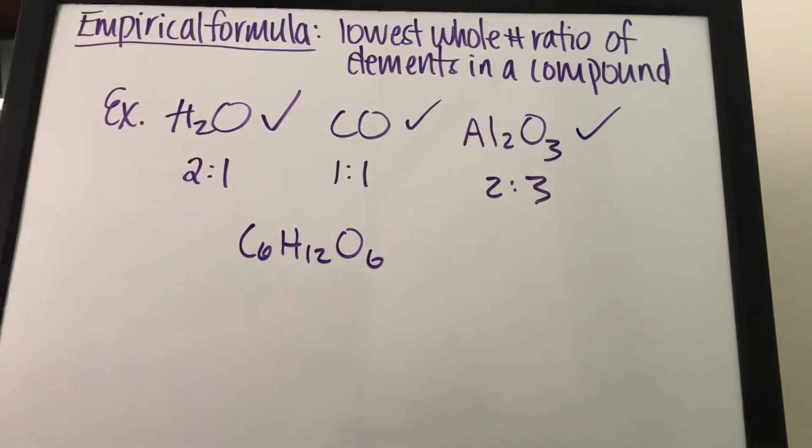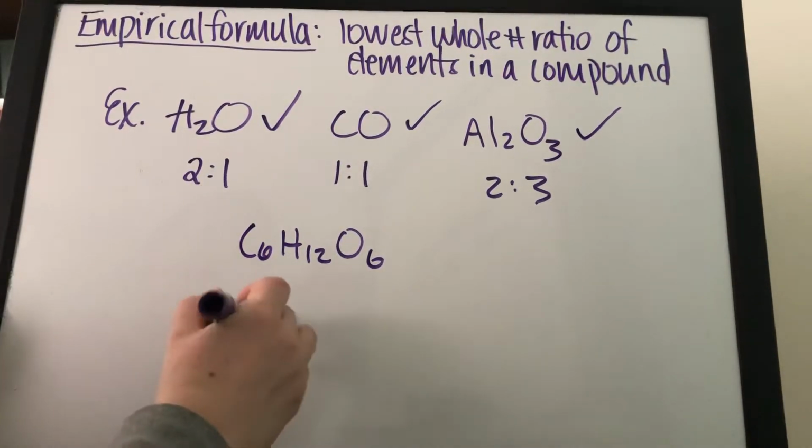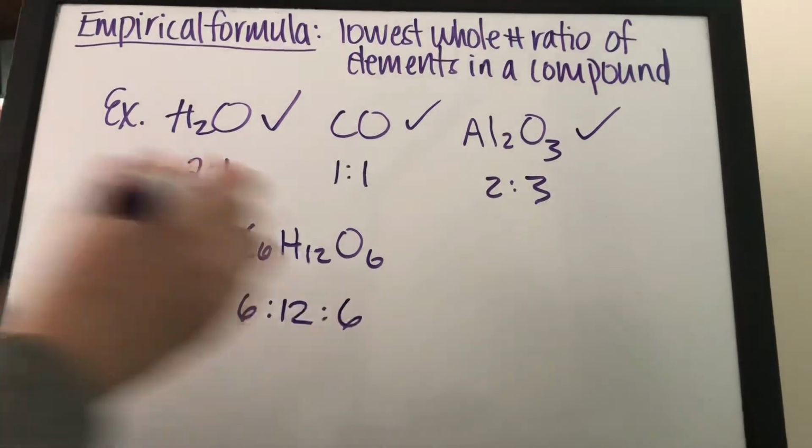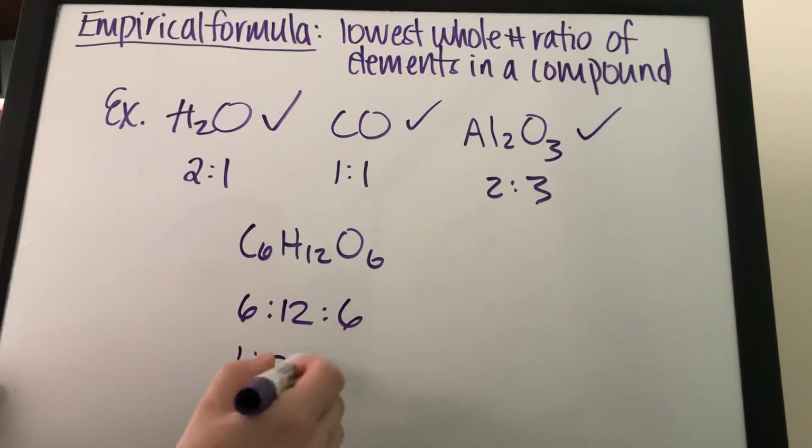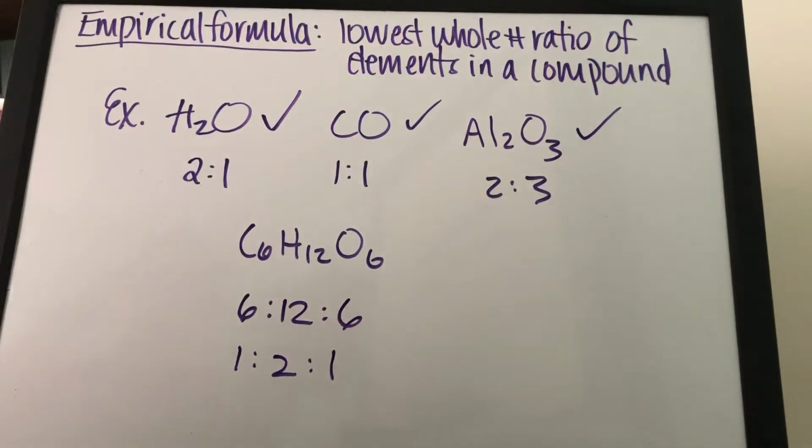But then something like this, which is the formula for glucose, the ratio is 6 to 12 to 6, which we all know can be reduced down to 1 to 2 to 1. So the formula for glucose is in fact C6H12O6, but that is not an empirical formula. So it does not meet the criteria for an empirical, and it will be referred to as a molecular formula, which is what we're gonna talk about in a little bit. So that's how you tell an empirical formula.